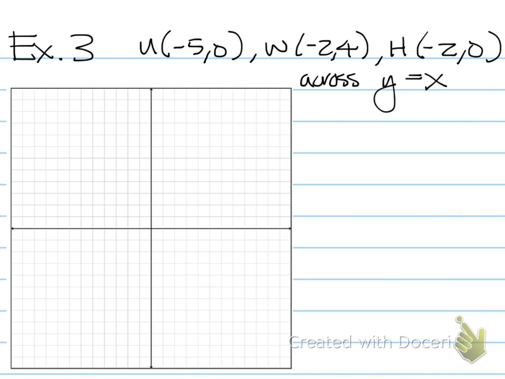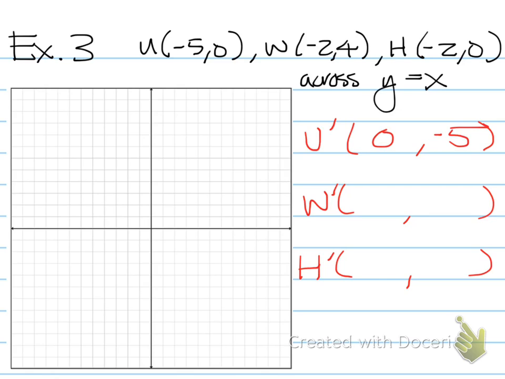And then we do the same thing for example 3. We want to reflect the pre-image across the line y equals x. We already have the coordinates of the pre-image, so we want to now apply the rule for reflecting across the line y equals x. So we're just going to interchange the x and y coordinates. U is (-5, 0), so U prime is (0, -5). W prime would be (4, -2), and H prime would be (0, -2).